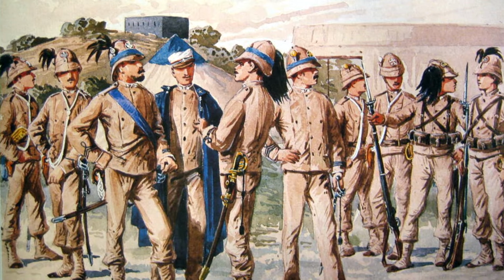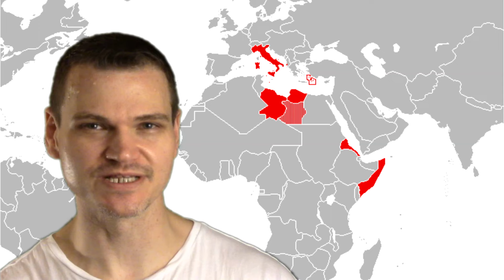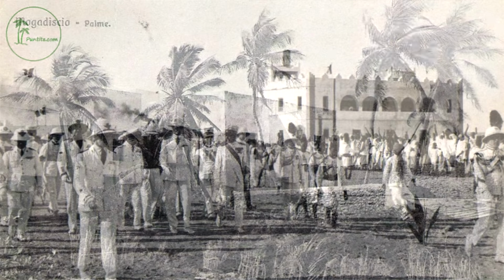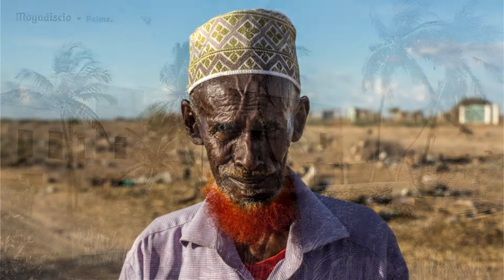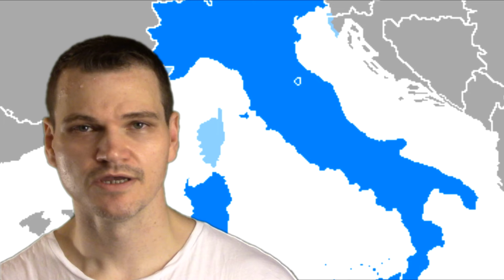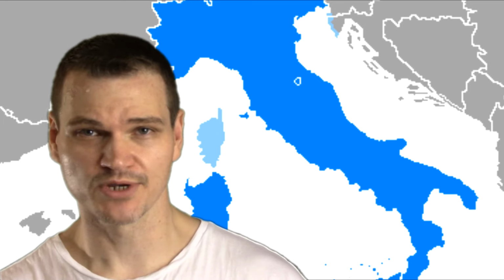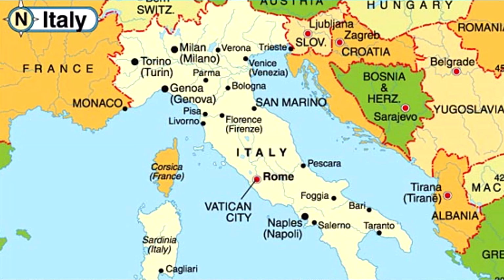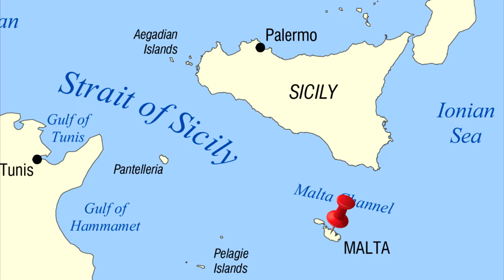Unlike France, Spain, and Portugal, Italy started building colonies quite late in the game, so they didn't really establish their language abroad very much. It was spoken in Libya and Somalia, but now it seems to be only spoken by a handful of elderly people there. Within Europe, though, Italian is spoken as a native language in Italy and also San Marino, the Vatican, and Monaco. And it's also widely spoken as a second language in some nearby countries like Croatia, Slovenia, Albania, and Malta.